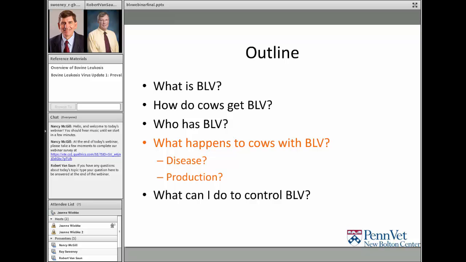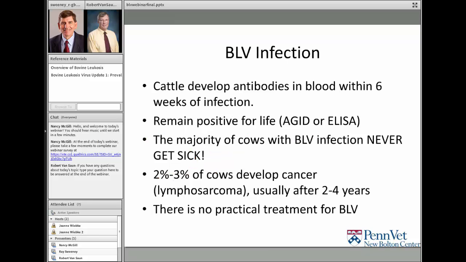So now let's talk about what happens to a cow once she's infected with BLV, with the virus. What disease does it cause, and what is the effect on her production? Just as a reminder, I mentioned that when a cow is infected, within 4 to 6 weeks she'll develop antibodies in her blood, which will be a signal for people doing the diagnostic test that she's infected. And she'll stay that way for the rest of her life.